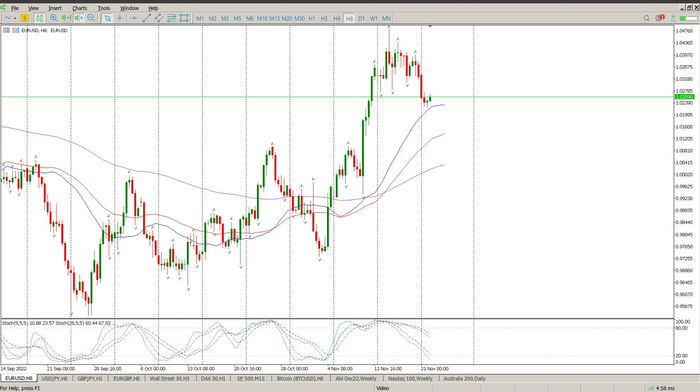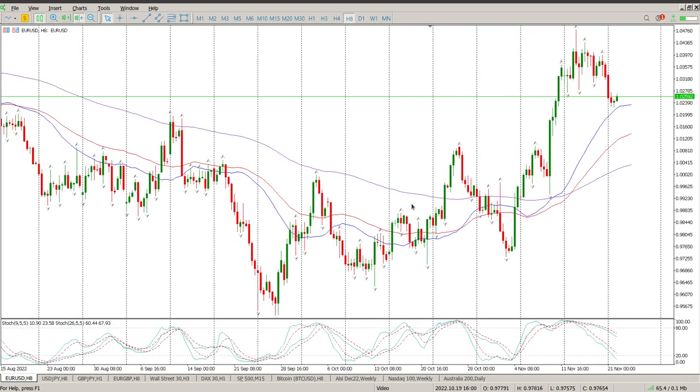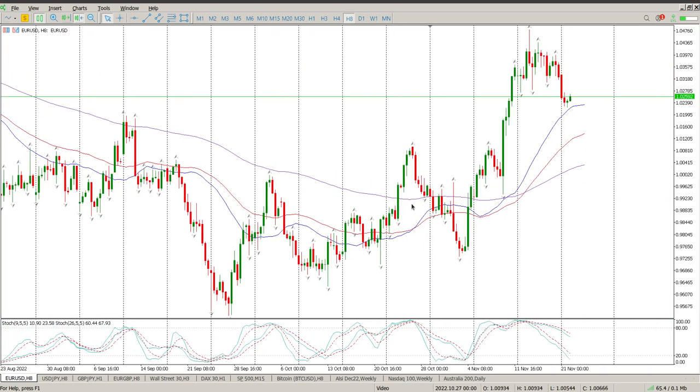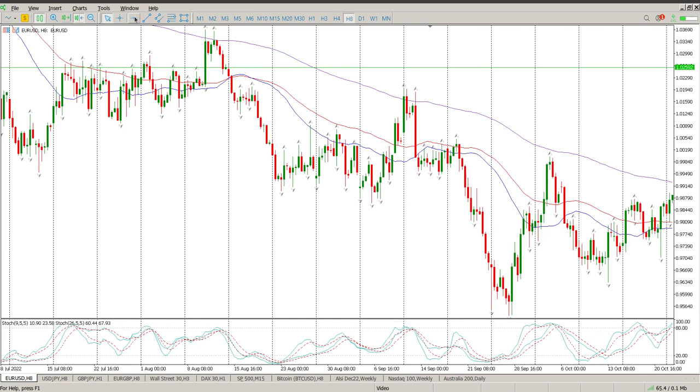So, a couple of things brewing here. First thing to pay attention to on the 8 hour on Euro USD is the separation of the oscillators and them moving off the highs here. That is getting pretty interesting. We don't have structure to the left too close, but far away we do.